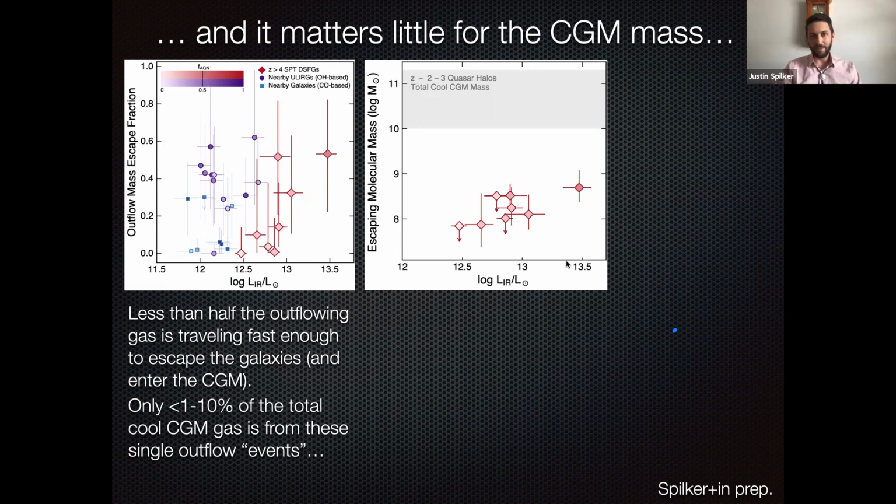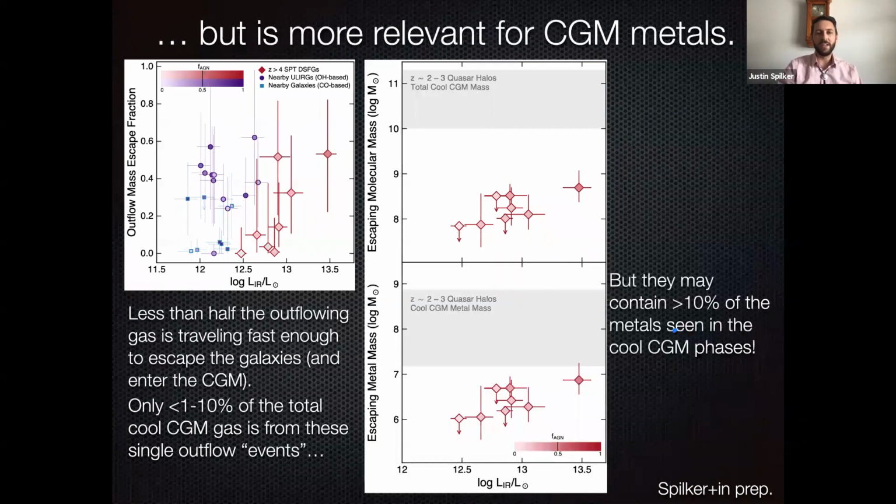So basically very little of the total CGM mass is coming out from this single outflow event. That means that either you have to invoke a bunch of different outflow phases, warmer phases like atomic or ionized gas, or you have to sustain these outflows over a very long period of time in order to slowly build up the amount of gas that we see in the CGM of quasars at slightly lower redshifts.